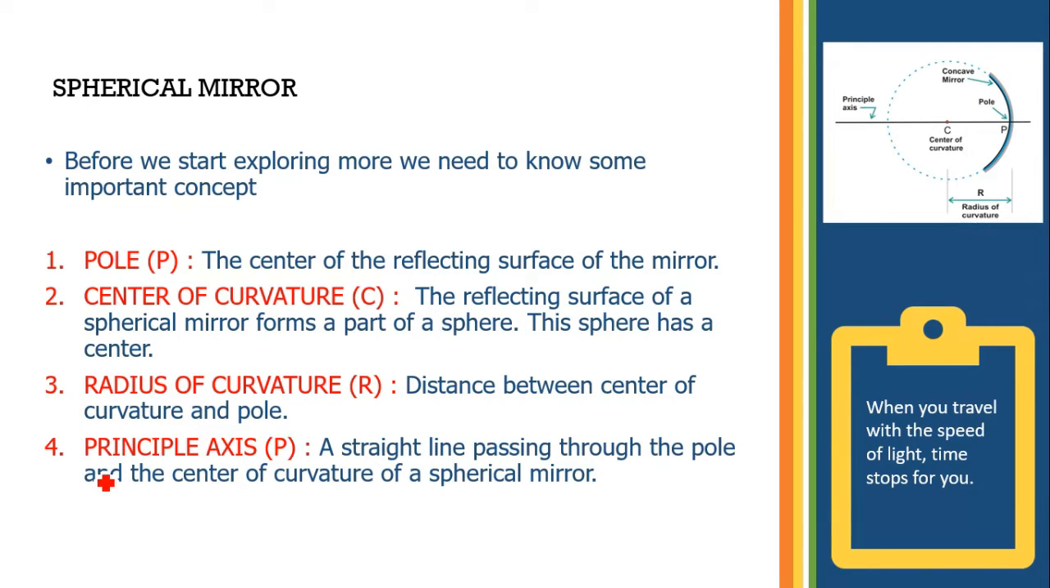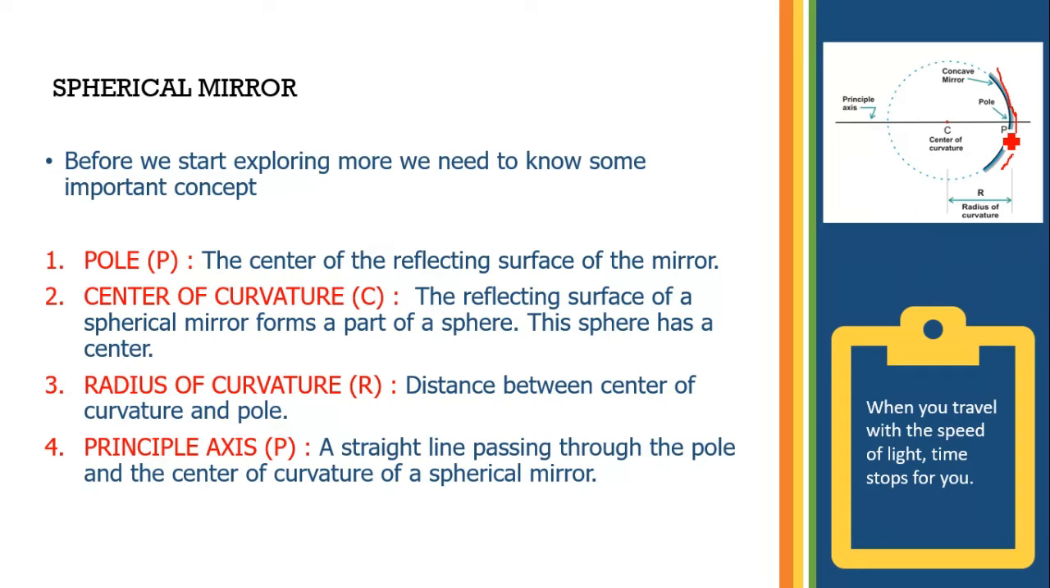Now we will discuss a spherical mirror in detail. You can see here, this is a spherical mirror, right? A spherical mirror is part of a sphere or a circle, right? First of all, we will discuss some points of a spherical mirror. First is the pole. What is the pole? You can see the point P here. We can say it is the center of the reflecting part. This is the reflecting part because this is a spherical mirror. So the center of the reflecting part is known as the pole.